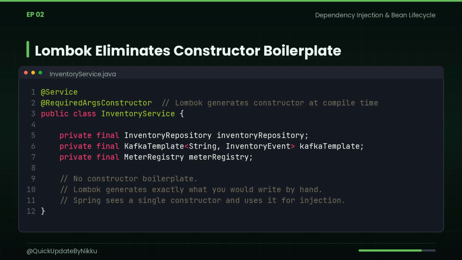@RequiredArgsConstructor generates a constructor for every final field and every field annotated with Lombok @NonNull. The generated bytecode is identical to what you would write by hand, so Spring never knows the difference. This pattern is extremely common in production Spring Boot codebases and dramatically reduces boilerplate without sacrificing any of the safety guarantees that final fields provide.